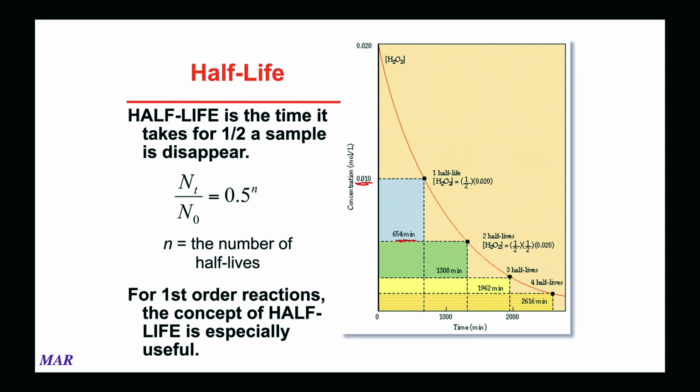Once you know the half-life, then you can start figuring out quantities based on multiple half-lives. So what I mean by that is that for 2 half-lives, you would use twice the half-life time. So 654 times 2, 1,308 minutes. So it's going to take 1,308 minutes to go through 2 half-lives. You went from 0.020 to 0.010 to 0.0050 moles per liter. And you can see how there's this 654 interval between the different half-lives. So at 4 half-lives, you're at 2,616 minutes, etc.